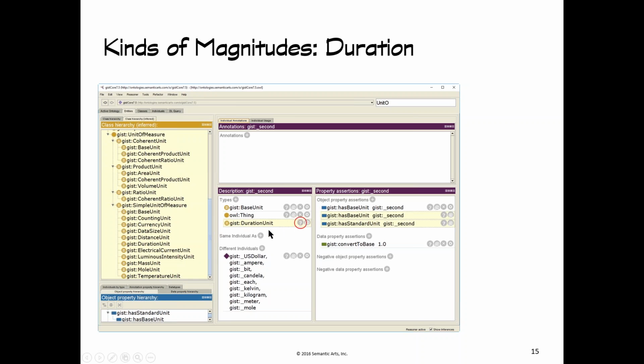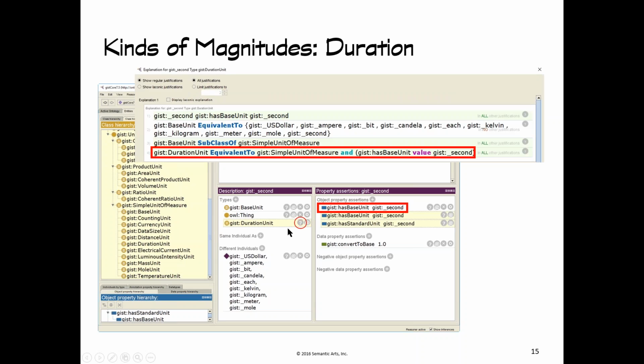Now, why does that happen? Well, this is simulated PowerPointware, but when you're in Protégé, you click on the question mark button. It kind of tells you why that inference happened. So what's a duration unit? Well, a duration unit is equivalent to a simple unit of measure, right? And it's also something that has a base unit equal to 1 second. So here's the thing that says it's a base unit at 1 second.